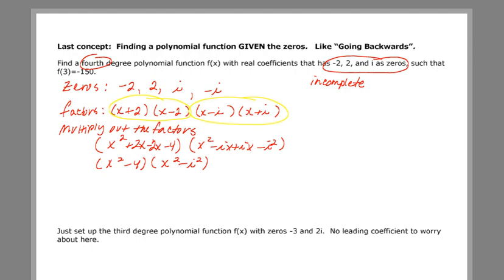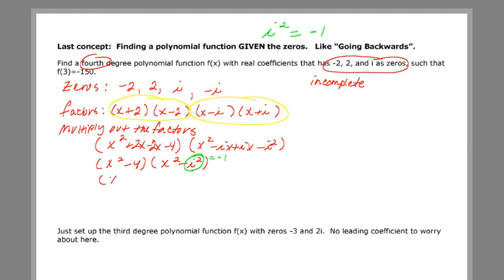Let's recall something I mentioned earlier about i squared. i squared will always take the value of negative 1. Anytime you have an i squared come up in your foiling, you need to replace it with the value of negative 1.